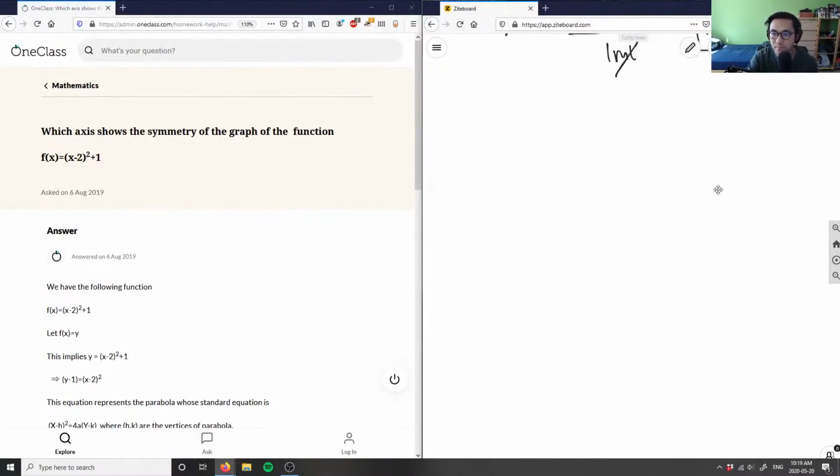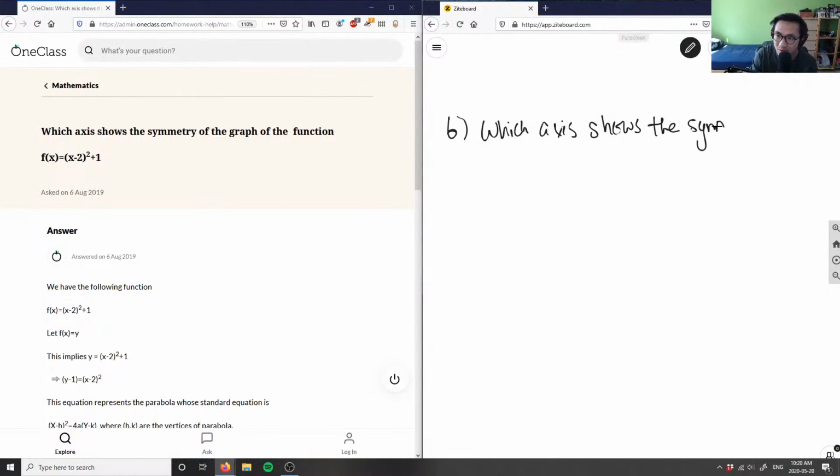Number 6. Which axis shows the symmetry of the graph of the function? Let's see. Which axis shows the symmetry of the function? And I have f of x equals (x minus 2) squared plus 1.